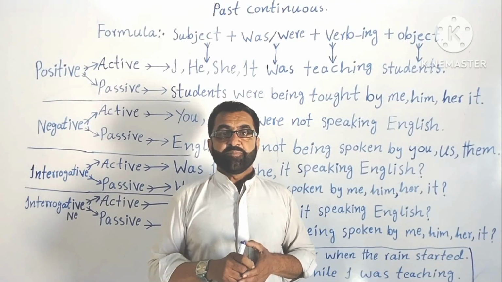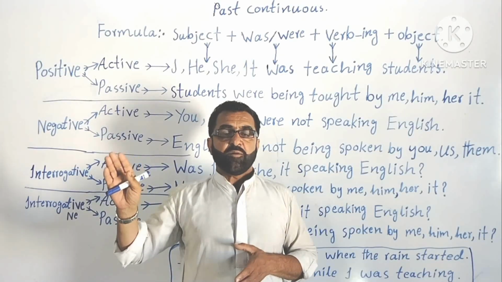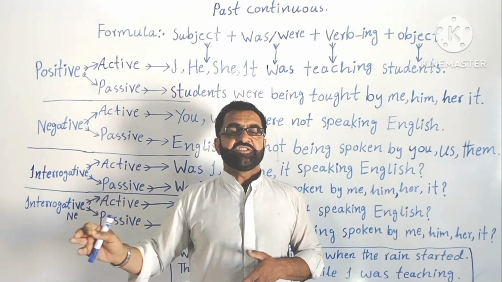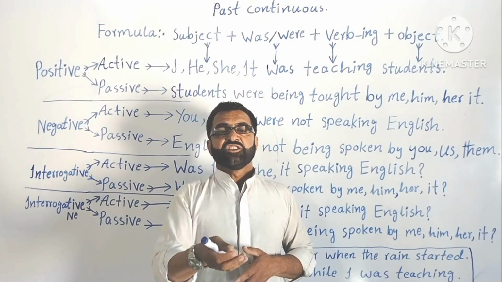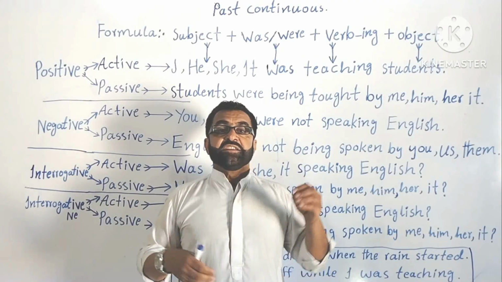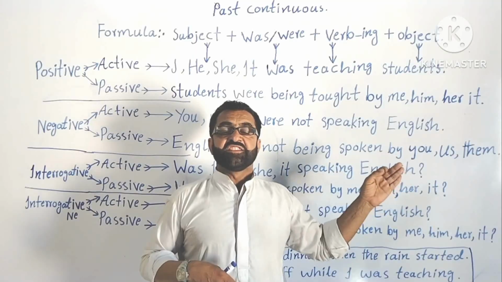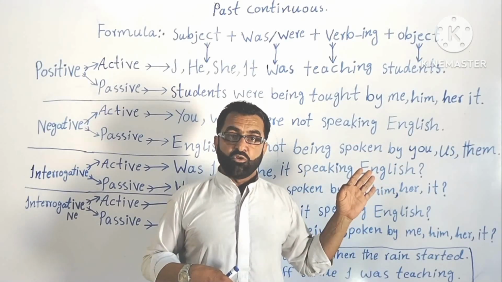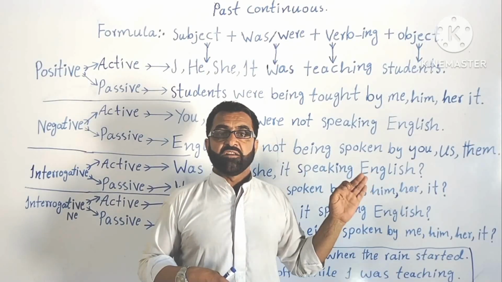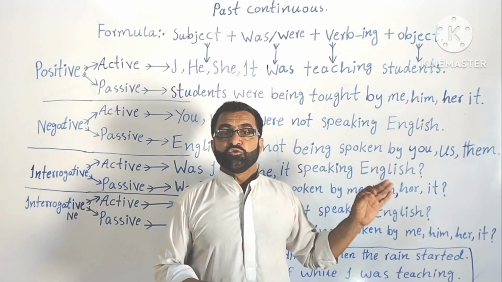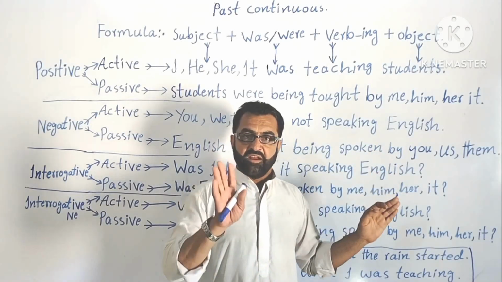Understood? Simply, when we talk about past continuous, I, he, she, it, these are singular subjects. That's why they will take the singular verb with them, was. And you, we, they, these are plural subjects. That's why they will take the plural verb with them, like were. Understood? I, he, she, it was; you, we, they were. Clear?